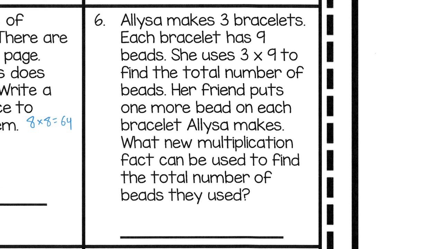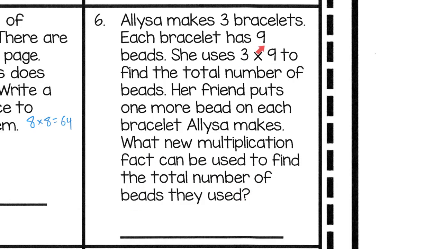Alyssa makes 3 bracelets. Each bracelet has 9 beads. 9 beads in one bracelet, but she made 3 of them. So she uses 3 times 9 to find the total number of beads. That's correct. Her friend puts 1 more bead on each bracelet Alyssa makes. What new multiplication fact can be used to find the total number of beads they used?